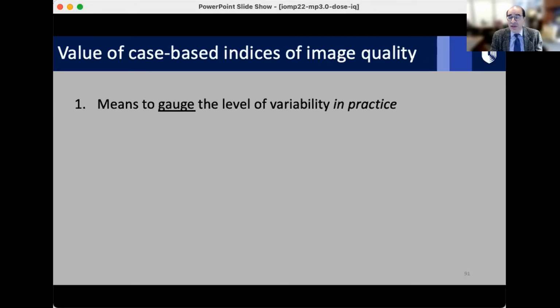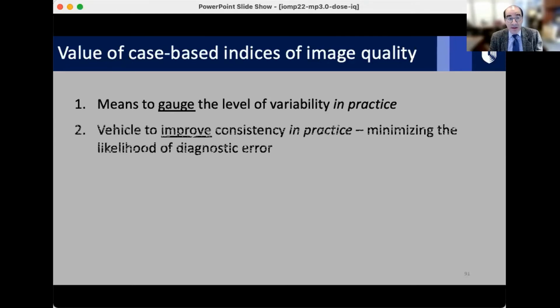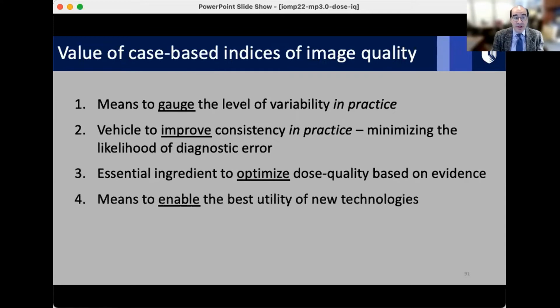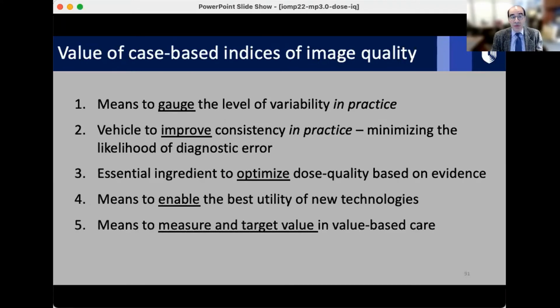So what's the value of this approach? It is a means to gauge the level of variability in practice, a vehicle to improve consistency in practice, minimizing the likelihood of diagnostic error, an essential ingredient to optimize dose and quality based on evidence, a means to enable the best utility of new technologies, a means to measure and target value in value-based care.